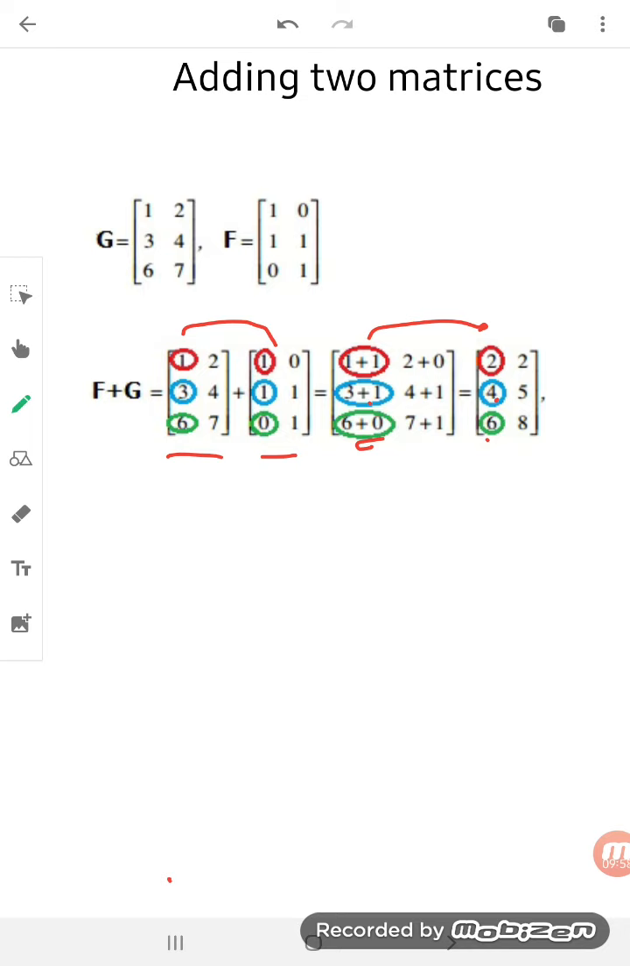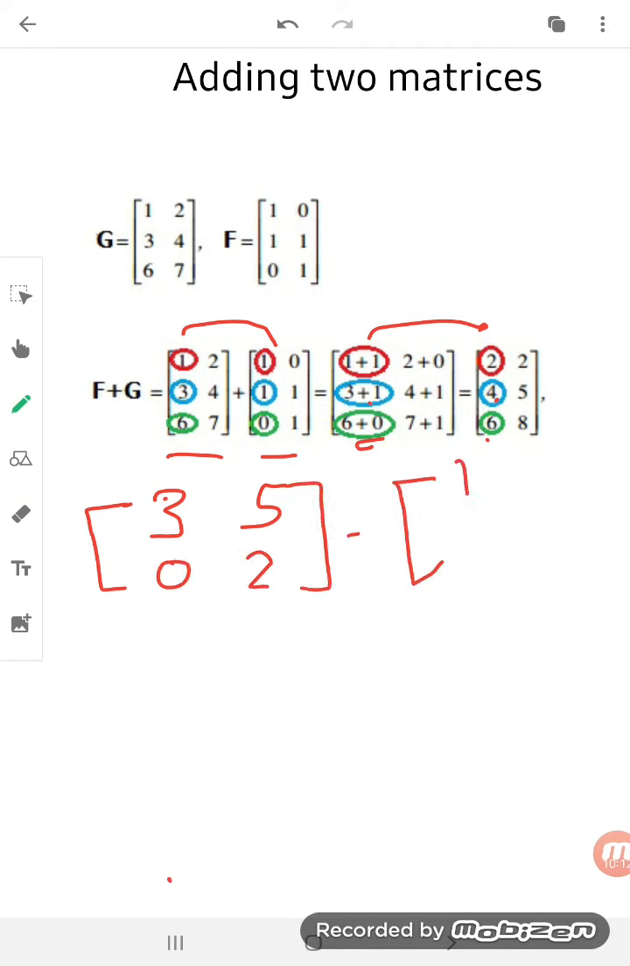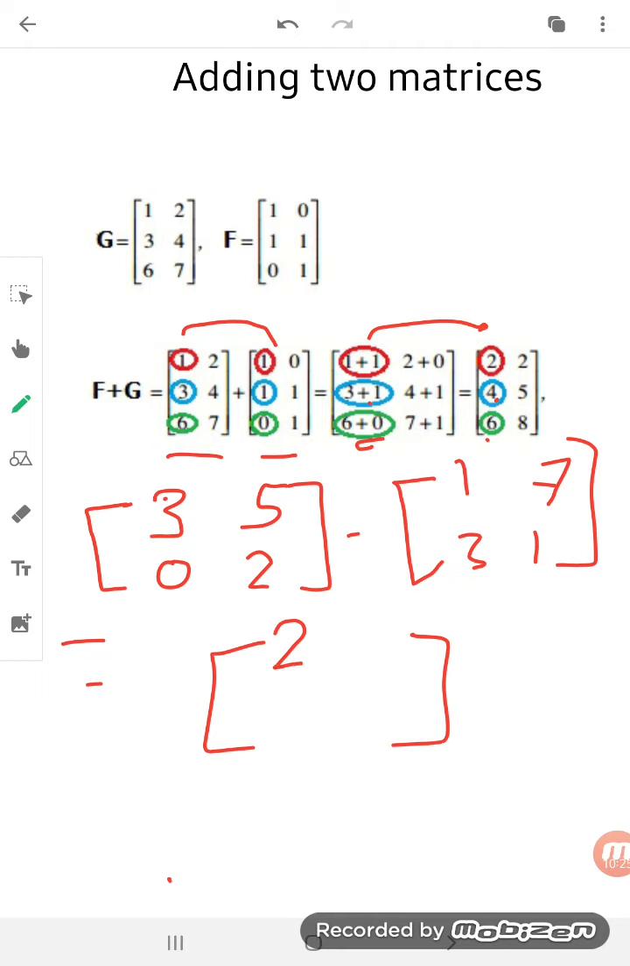And by the same method, we can subtract two matrices. For example, 3, 5, 0, 2 minus 1, 7, 3, 1 equals, by subtracting the corresponding elements, 3 minus 1 equals 2, 5 minus 7 equals negative 2, 0 minus 3 equals negative 3, 2 minus 1 equals 1, and so on.